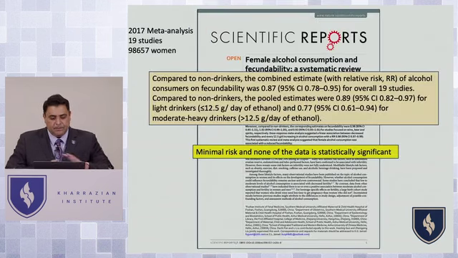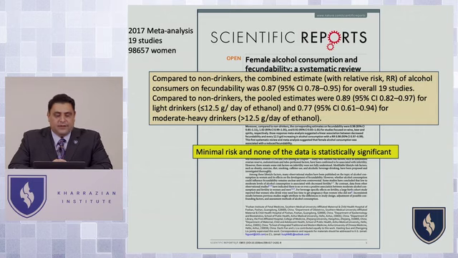Alcohol is another obvious one. One of the questions people always ask is, how much alcohol can I drink? If I'm trying to get pregnant, is it a really big issue? What are the risks involved with it? So this was a great paper that was published, a systematic review and meta-analysis in 2017. They looked at 19 studies, and the total population that was assessed was 98,657 women. And what they found in women was there was really not much difference.